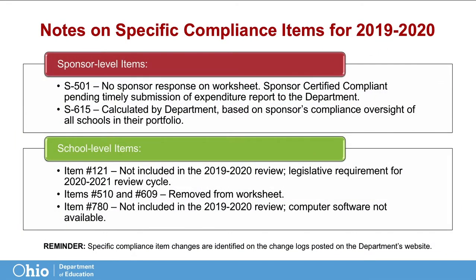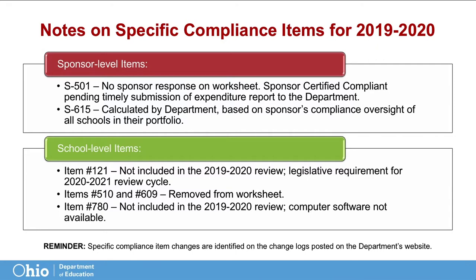There are a few notes to point out regarding some of the sponsor-level items. Item S501 does not require a response from the sponsor and is grayed out. Reviewers will verify compliance for this item using the expenditure report submitted by sponsors to the department. Item S615 is an item that is calculated by the department based on a sponsor's percentage of compliance oversight of all schools in their portfolio. This item will be discussed later in the training in greater detail.